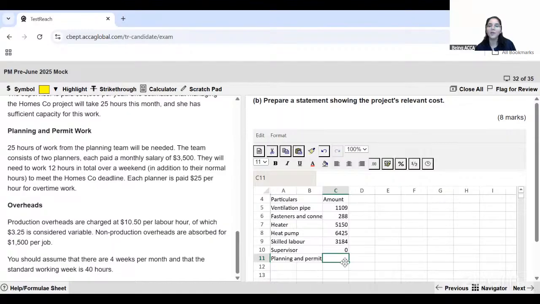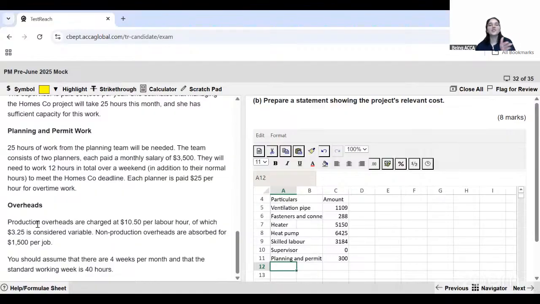Each planner is paid $25 per hour for the overtime work. So how many hours are they working extra? They are working 12 hours extra, and each hour you pay them 25. So 300 extra will be spent because of this project, incremental because of this project. Hence, it is going to be considered as relevant. Then the next thing that we have to do is talk about the overheads.